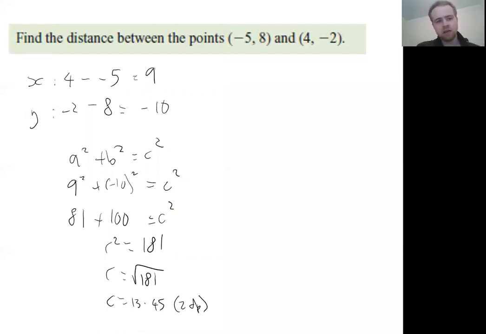Okay, so you've got to find the difference between the x's, the difference between the y's, and then use Pythagoras to find the distance of our diagonal line there.